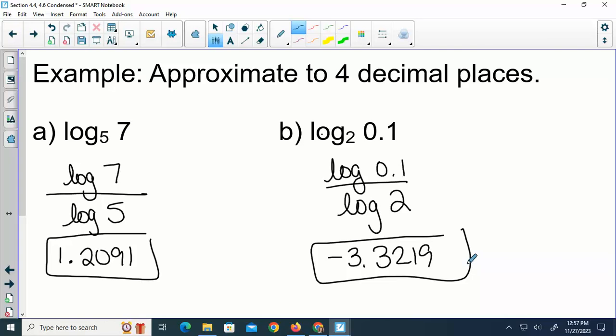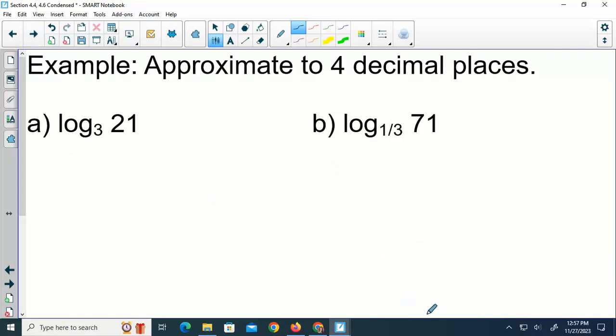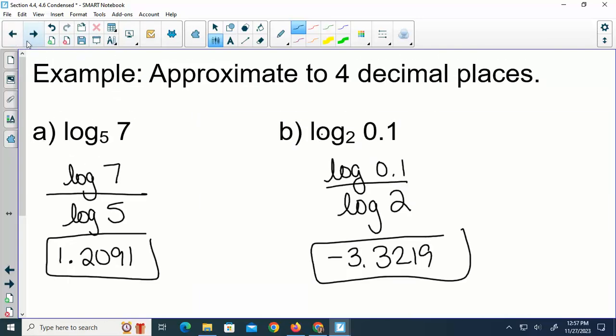Try the last two on your own. Oh, that's it? Okay. We're going to stop there then. I have more, but if I don't need them.